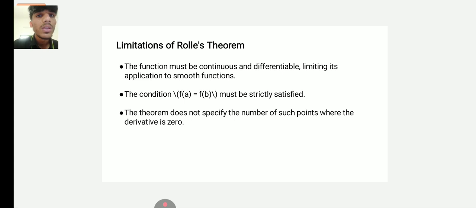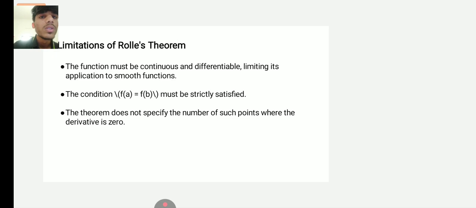Limitations of Rolle's theorem. The function must be continuous and differentiable, limiting its application to smooth functions. The condition f(a) = f(b) must be strictly satisfied. The theorem does not specify the number of such points where the derivative is 0.